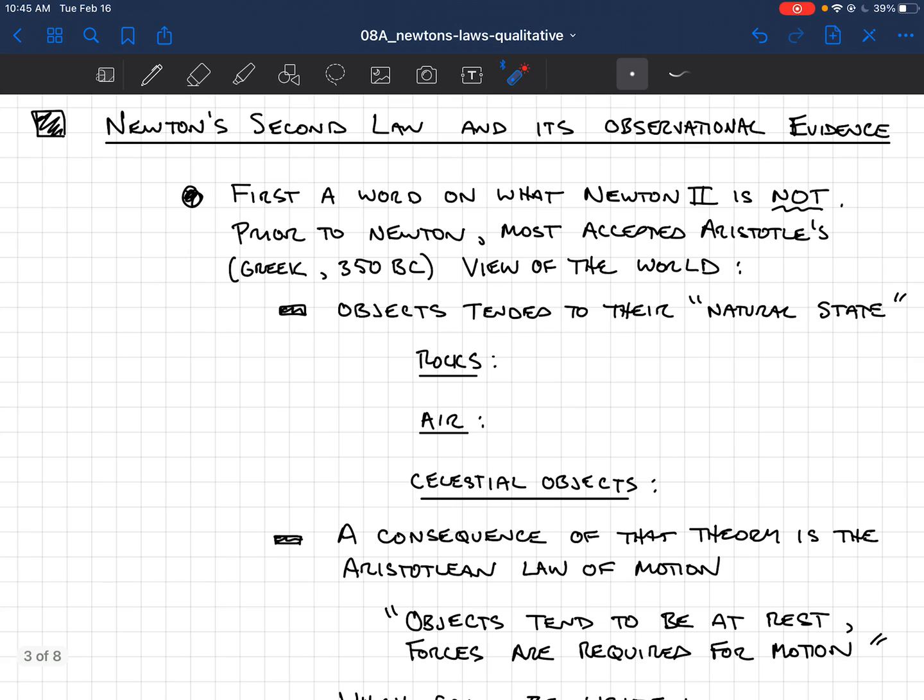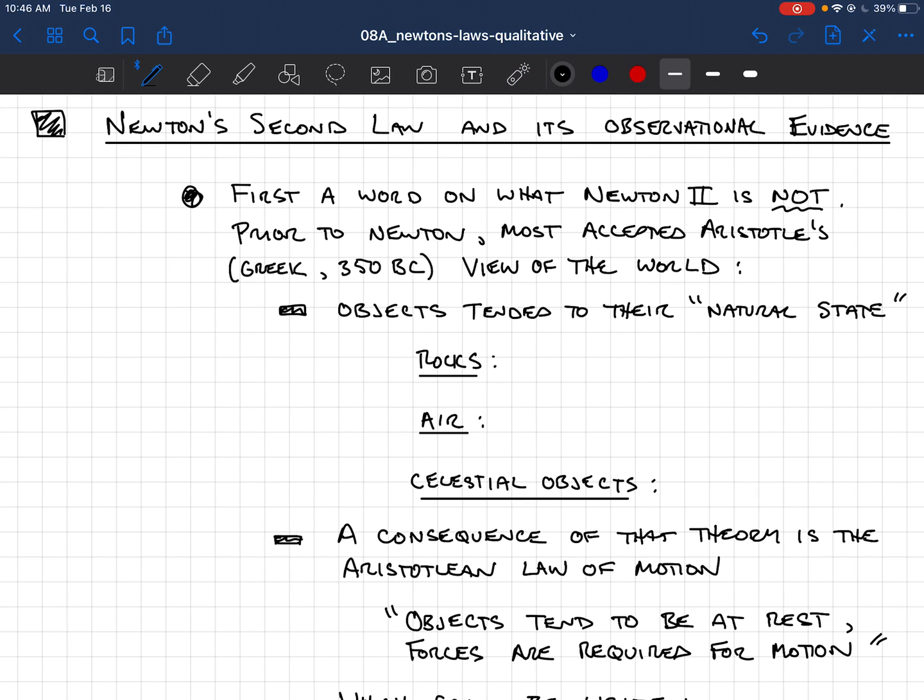So let's start with perhaps the most famous of Newton's laws, Newton's second law. This is, as we'll see, F is equal to ma, but we'll make it a little bit more precise. So before we talk about what Newton's second law is, let's talk about what it's not. Newton came around in the 1700s. Aristotle's laws were what were assumed prior to Newton, and Aristotle was from back in 350 BC.